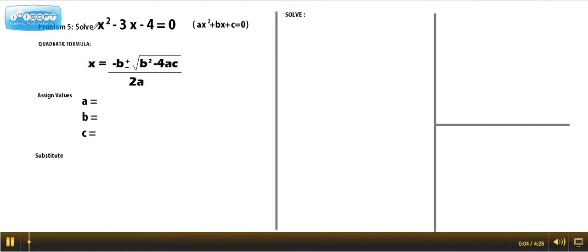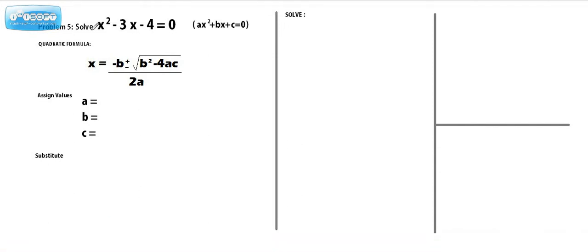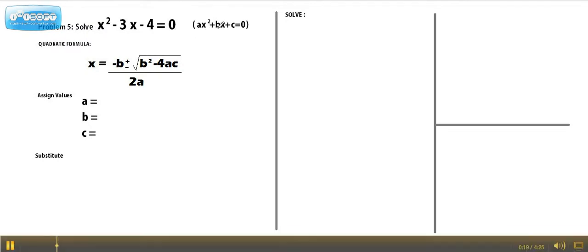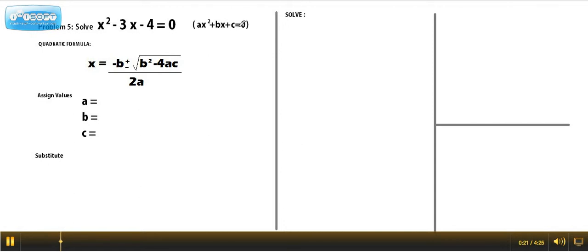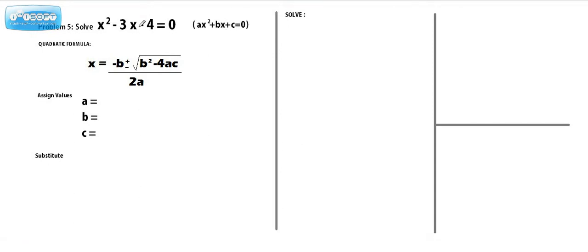Solve x squared minus 3x minus 4 equals 0. Well, we should be able to identify this as a quadratic equation, because an equation that has the form ax squared plus bx plus c equals 0 is a quadratic equation. So in that case, the solution can be calculated by using the quadratic formula.